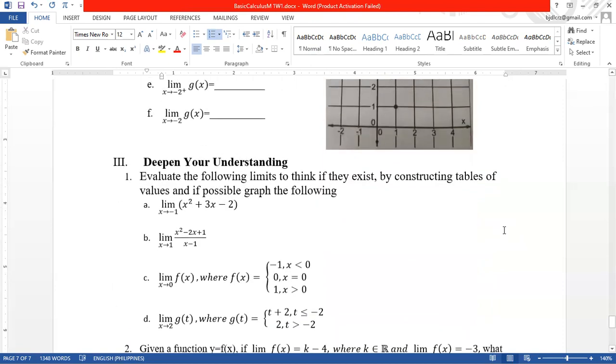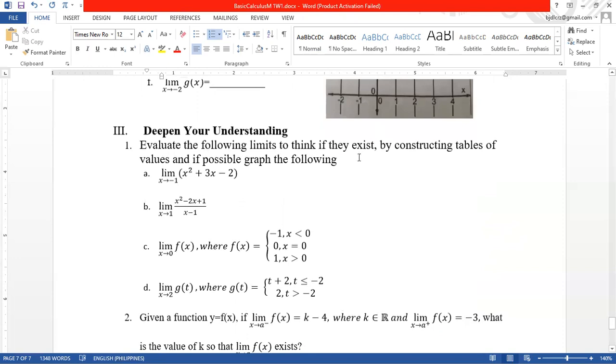So for deepen your understanding, evaluate the following limits to think if they exist. You're going to construct a table of values, and if possible, you're going to graph the following. So in constructing table of values, kamo magbuot sa inyong x nga ibutang, as long as dili siya equal ani. Dili siya equal to negative 1, to 1, 0, di ba? Approaching lang man. So approaching lang ang ipangbutang. Basta dili siya equal jud sa a, which is 1, negative 1, 0, and etc.